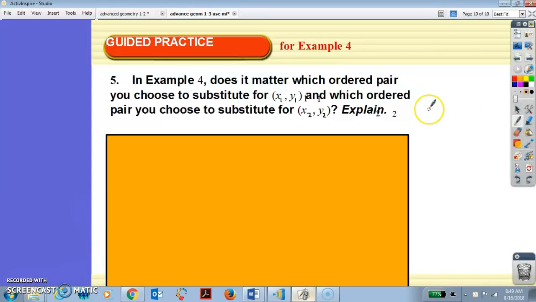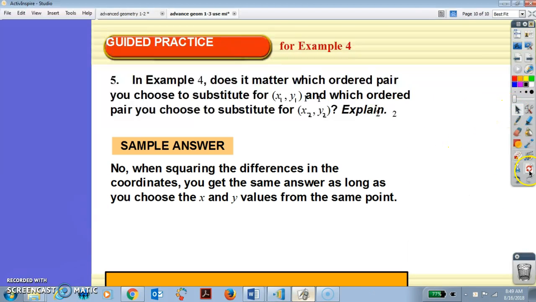And our last page. In example 4, does it matter which ordered pair you choose to substitute for x1, y1, and which one you choose for x2, y2? No, it does not, as long as you stay consistent.